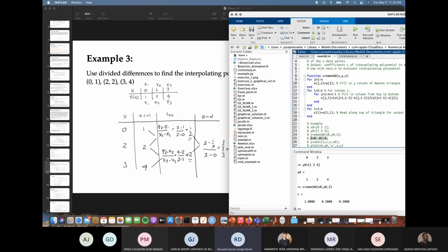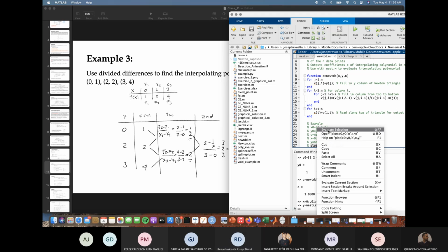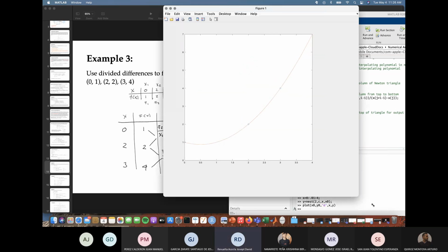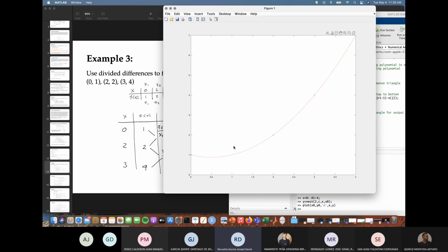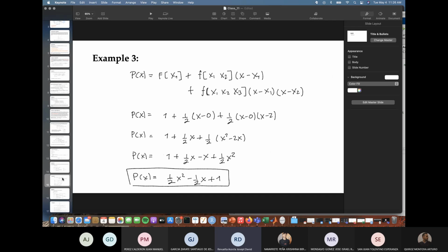And then I want to evaluate the value. So I evaluate the value. I create a range of x. I'm using the nest. If you remember the nest that I created, the nest formula. And finally, I'm going to plot my function. So here you have the function. So you have 1, 2, 3 points, and then the line that we just created. This line is equal to this polynomial.